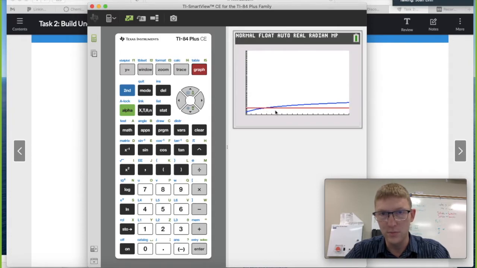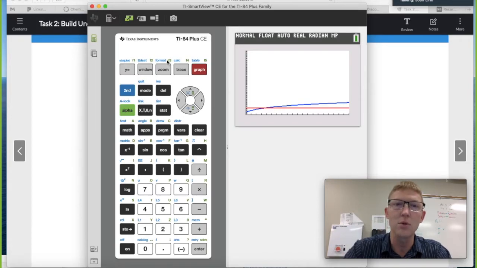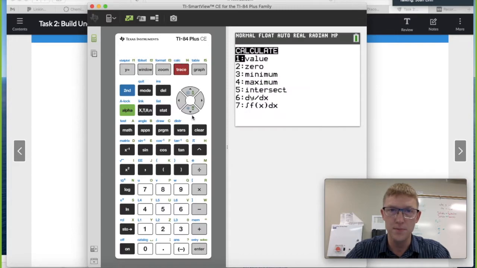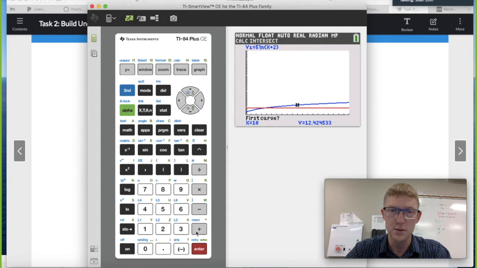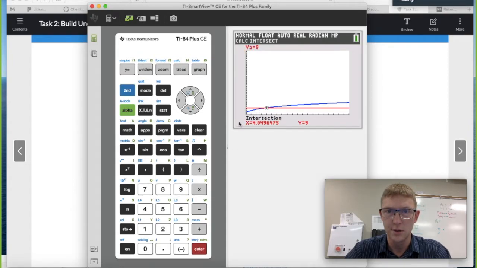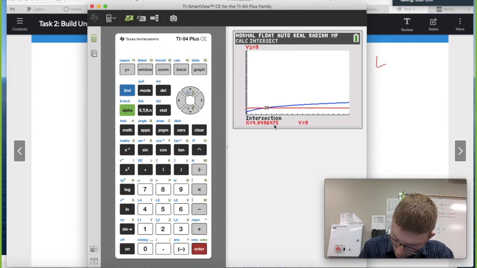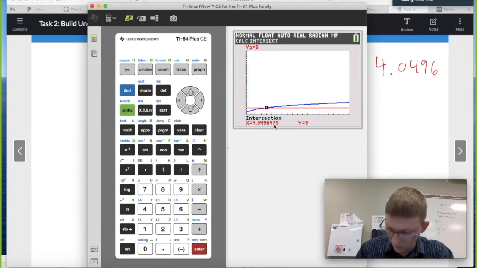Bam. So I didn't mess with the window because I felt like we were going to see it no matter what. So here's where we can use our calculate button. Intersect. That's our first curve. That's our second curve. The x-value at y equals 9 is 4.049. I'm going to write that on the screen. 4.0496 for now.